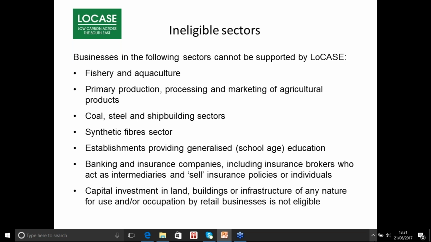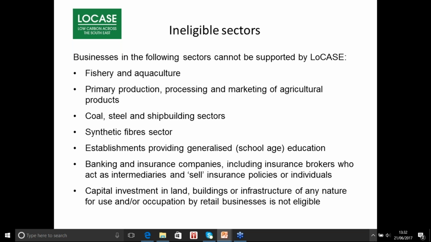So we've helped cafes and farm shops to access funding to improve their heating and lighting systems. The school age education restriction is because there's funding and national funding for education generally. Bank and insurance companies, unfortunately, they're deemed as non-productive, not by us, but by our funders.